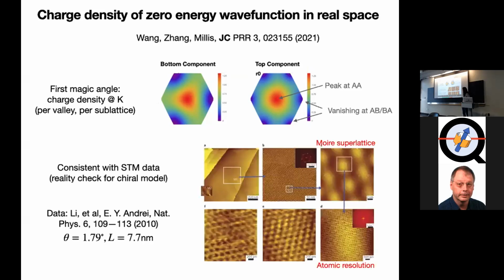And this is kind of a reality check for what we see in the experiment. In twisted bilayer graphene, if you look at charge density with STM, you see these peaks, and there's one peak per Moire unit cell. That's the same feature that we're seeing here, one peak per Moire unit cell. So that's at least some small reality check for this model that we're studying.